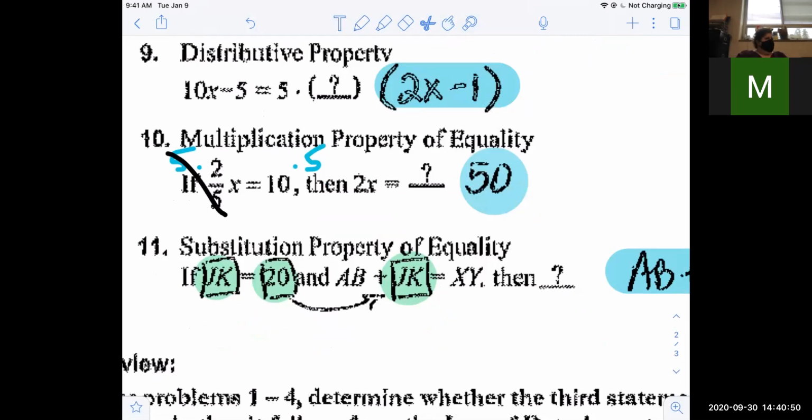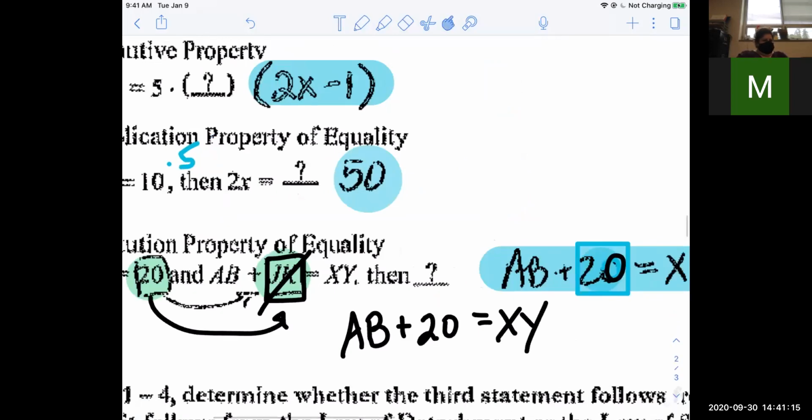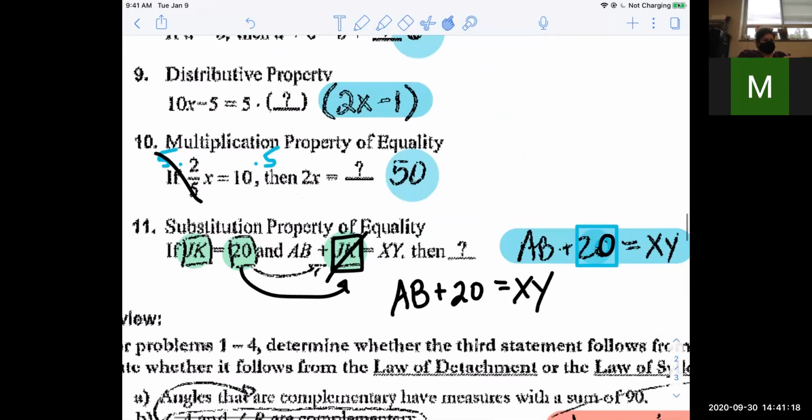Okay, so if JK equals 20 and AB plus JK equals XY, then because JK equals 20, that means that you can replace JK with what it's equal to, which is 20. So we're taking out JK and we're putting 20 in its place. So AB plus 20 equals XY. Okay, could you have called that one transitive? Next question. No. Michael, can you explain why that's not transitive?